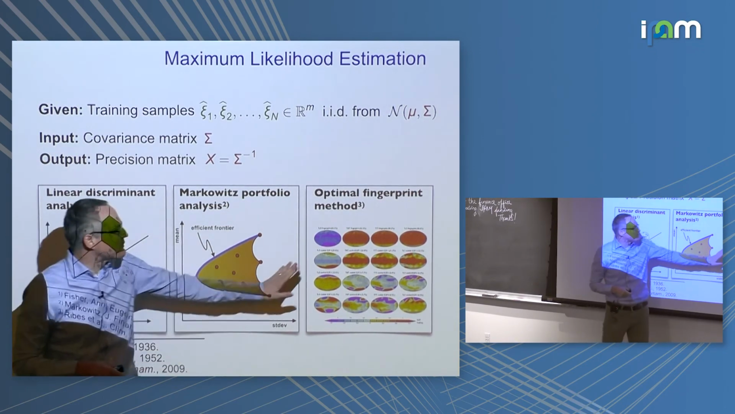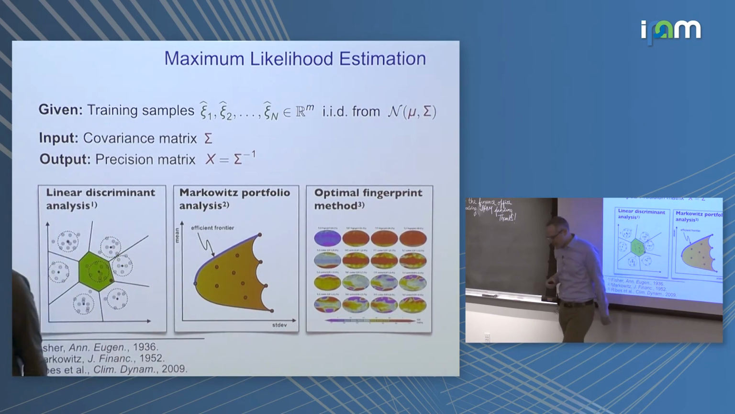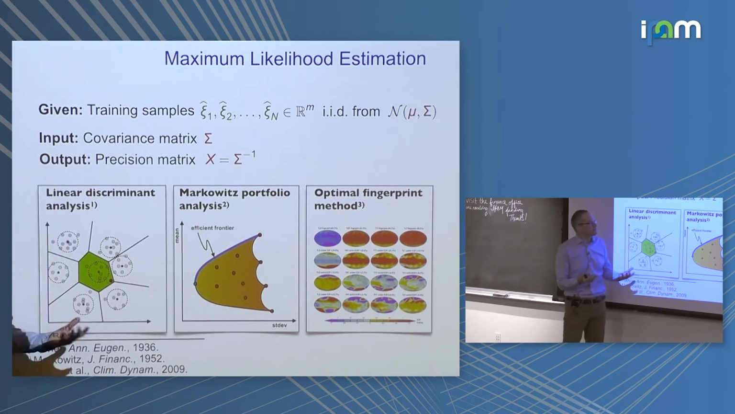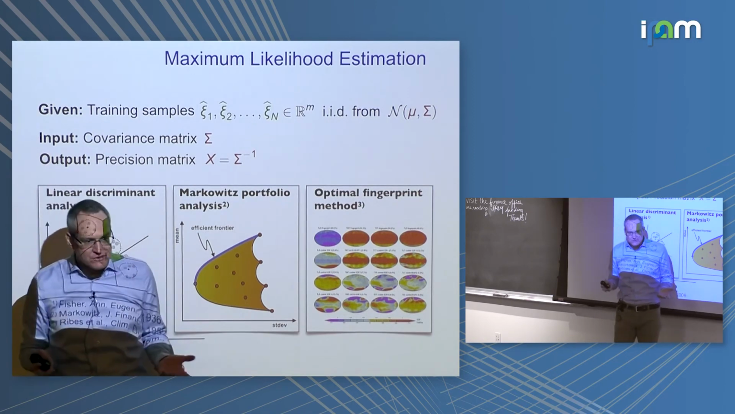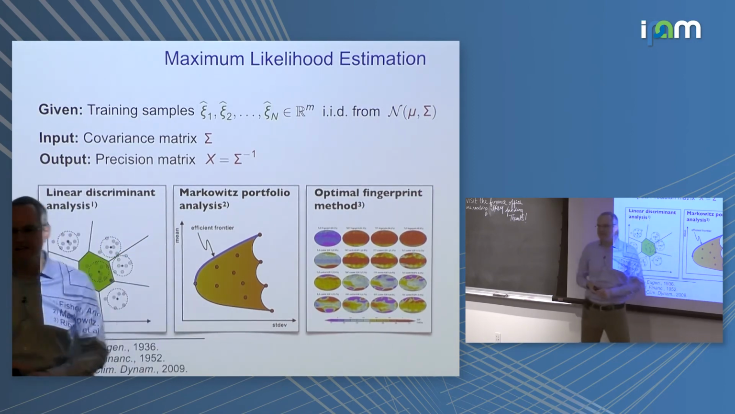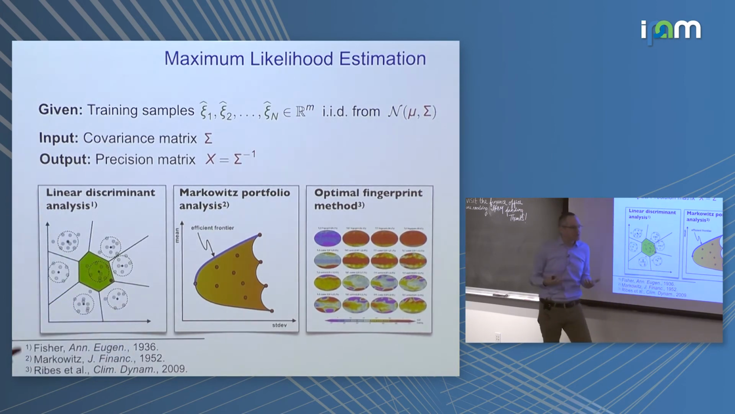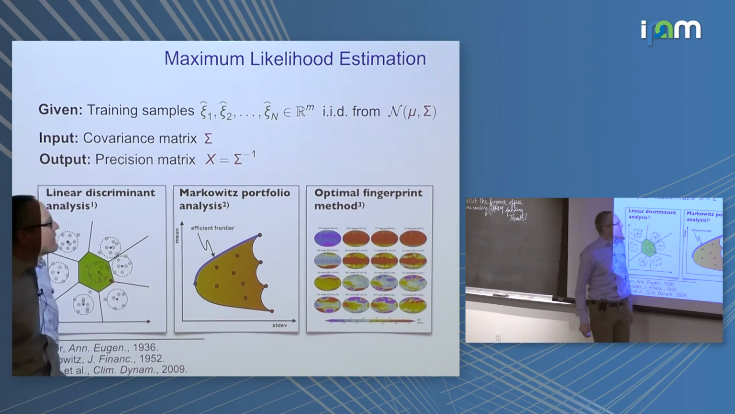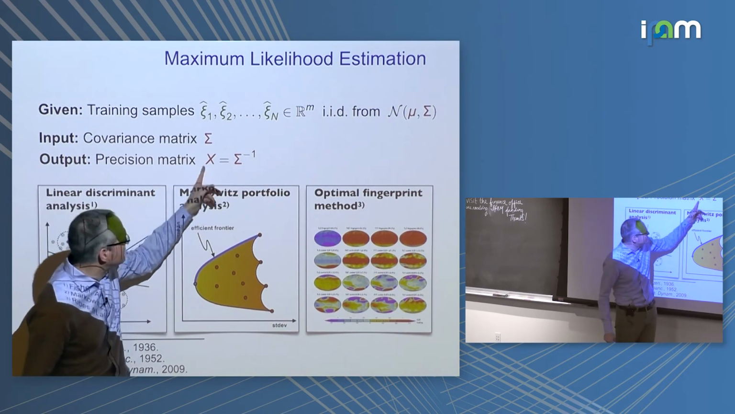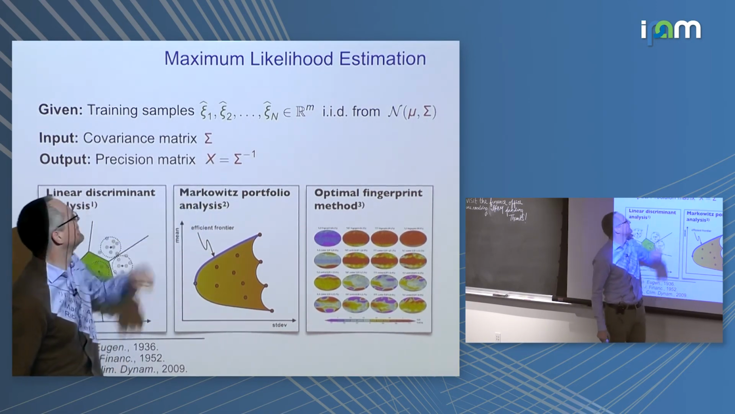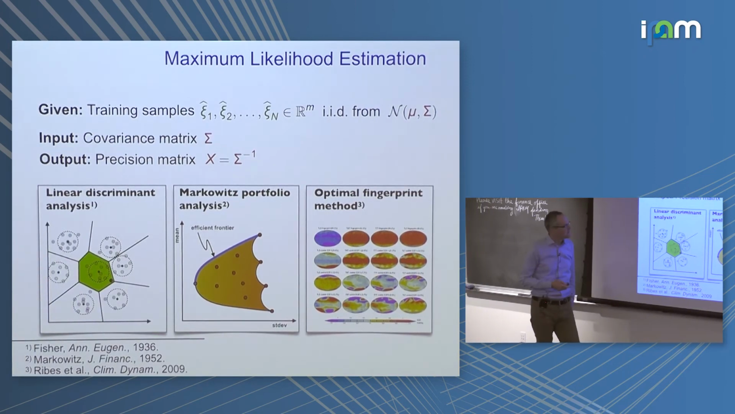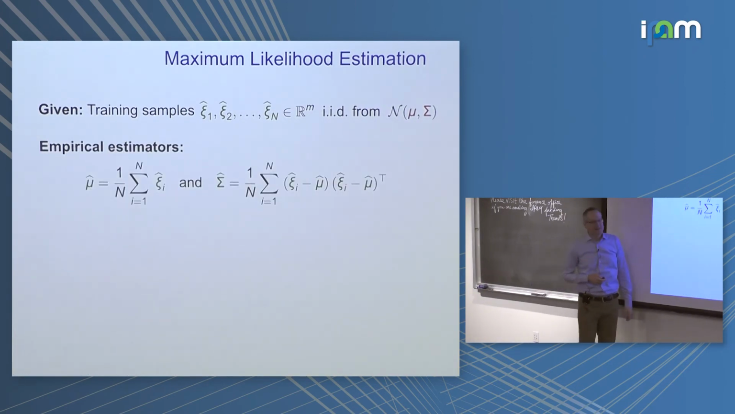Also, in the optimal fingerprint method in climate change detection, you need the covariance matrix of the internal climate variability as an input, and the output is a climate change signal that, again, depends on the precision matrix. So if you agree that outputs are more important than inputs, then we should agree that it's probably more important to estimate the precision matrix, X, than the covariance matrix itself. OK, so let's try to do that.